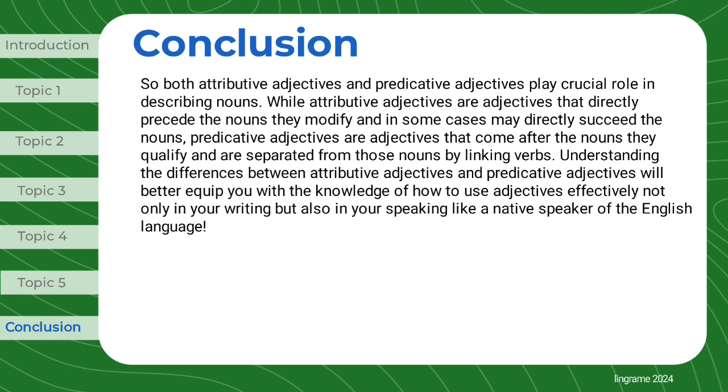So both attributive adjectives and predicative adjectives play a crucial role in describing nouns. While attributive adjectives are adjectives that directly precede the nouns they modify and in some cases may directly succeed the nouns, predicative adjectives are adjectives that come after the nouns they qualify and are separated from those nouns by linking verbs. Understanding the differences between attributive adjectives and predicative adjectives will better equip you with the knowledge of how to use adjectives effectively not only in your writing but also in your speaking like a native speaker of the English language.